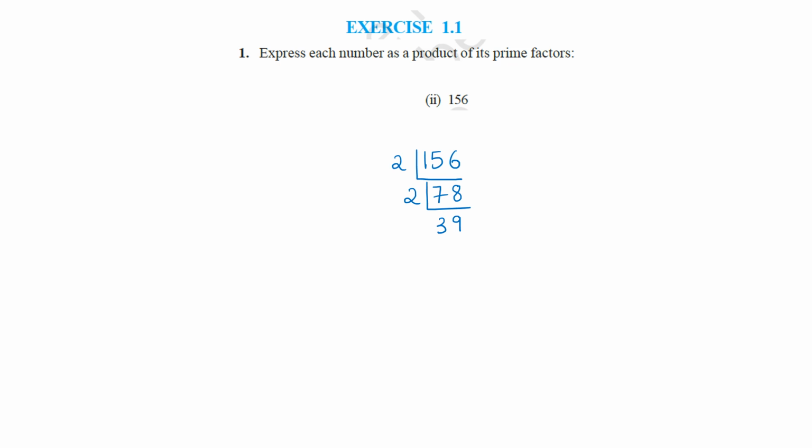Now coming to 39. 39 is divisible by which number? 3 plus 9 is 12, so it is divisible by 3. And if you know the multiplication table, it's 3 times 13. So you should be able to memorize all that. So 156 is 2 squared times 3 times 13.